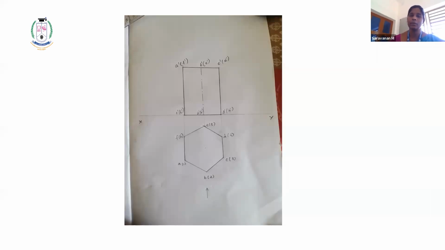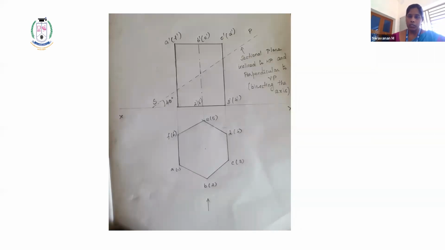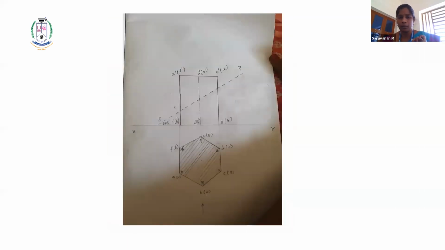Next we have to show the sectional plane. The sectional plane condition is: section plane inclined to HP, perpendicular to VP, which will bisect the axis. The total height of the prism is 60 mm, and the sectional plane should pass through the center of the prism. So 60 mm means at 30 mm height from the XY. The sectional plane will pass at an inclination of 45 degrees. First draw the sectional plane.